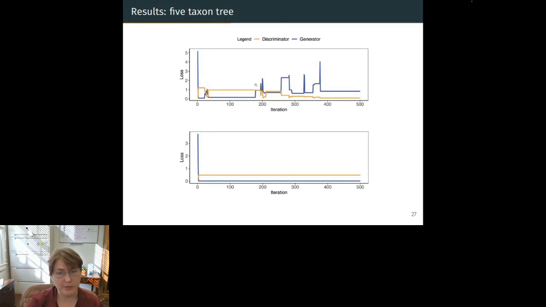On the top, we see a run where we inferred the correct tree. We can see an early decrease in the generator loss, and we can see a relatively low discriminator loss throughout. But importantly, we do see cases where we move to new trees. On the bottom, I'm showing you an example of a run that didn't work well. Here, the GAN just got stuck and stopped accepting new trees. And so this is what tended to happen when we didn't infer the correct tree.